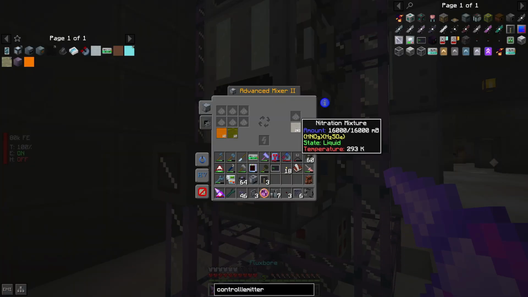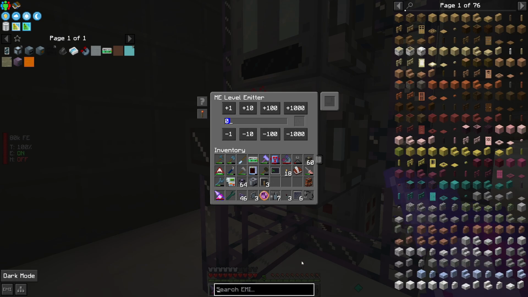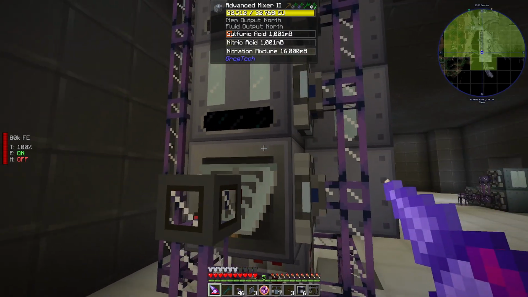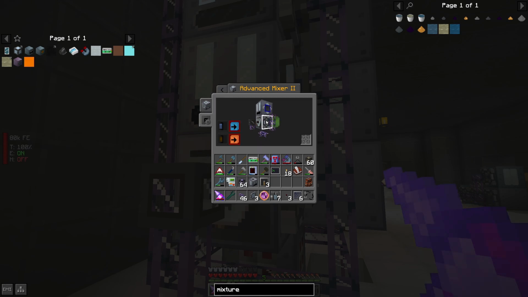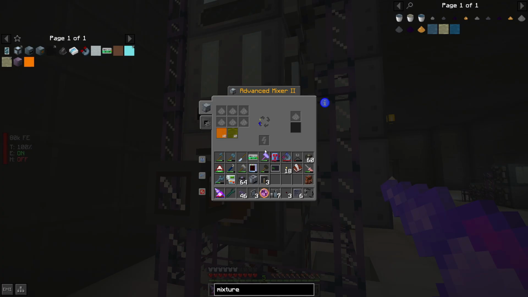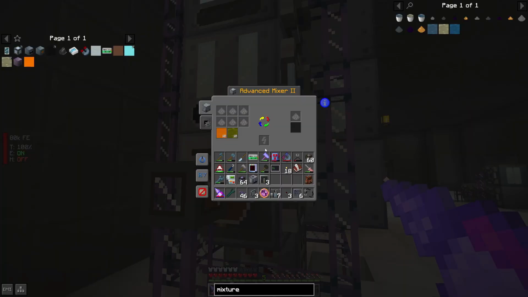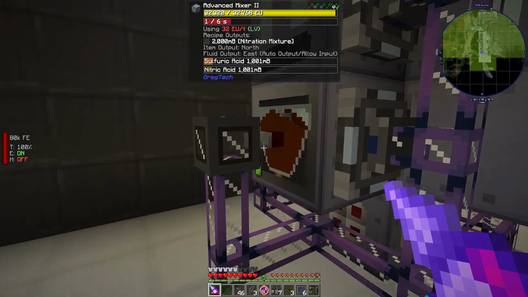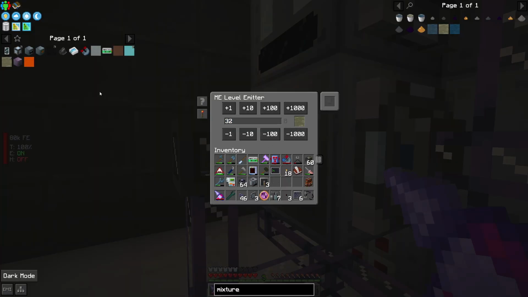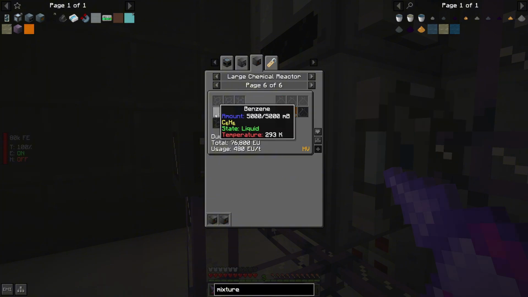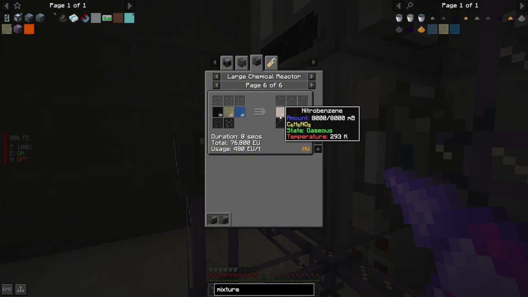Okay, so far it's not doing much. Mixture, we're going to say, if we can get in there, 32. And eject. Okay, so that should be good. So now, with that in mind, all we need to do now is go set up a LCR with this all in mind.